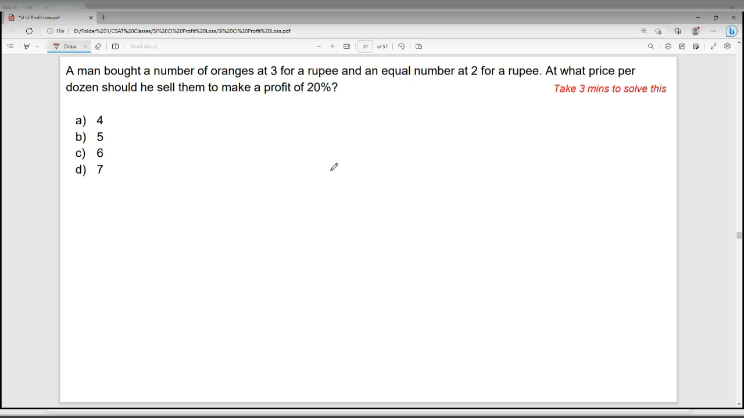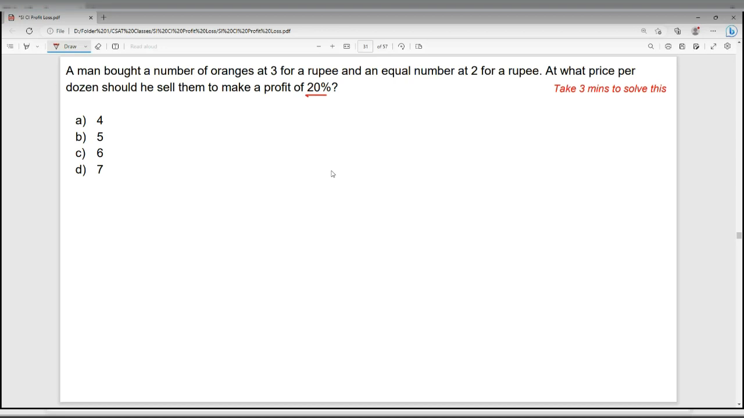So they are saying that a man bought a number of oranges at 3 for a rupee and an equal number at 2 for a rupee. At what price per dozen should he sell them to make a profit of 20%? So what they are saying is a man has bought a certain number of oranges. They don't know how many oranges he has bought.